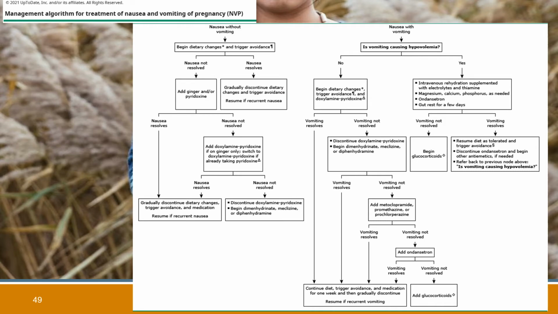I added a management algorithm for the treatment of nausea and vomiting of pregnancy here. I know you can't see all of the fine detail, but essentially in UpToDate, there's a useful algorithm that can help guide when you want to take the next step in managing a patient's condition.